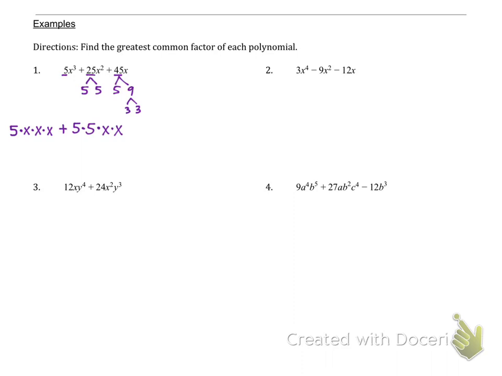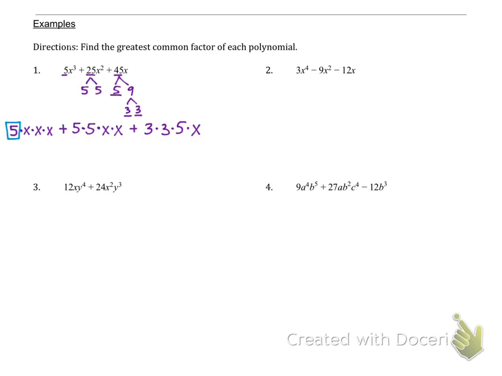And then our last term is plus 45x. And the factors of that, if we look at the bottom of the tree, we have 3 times 3 times 5, and then times the x. So now we have to look at each individual term, and we have to see what's in common between each of the terms. This is what I'm noticing right now.